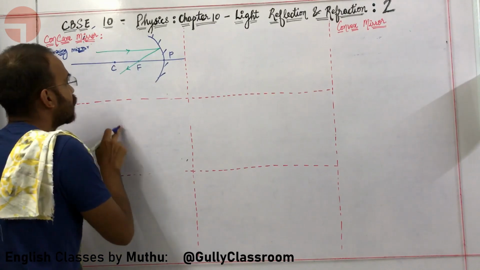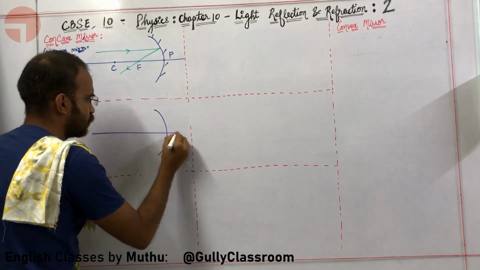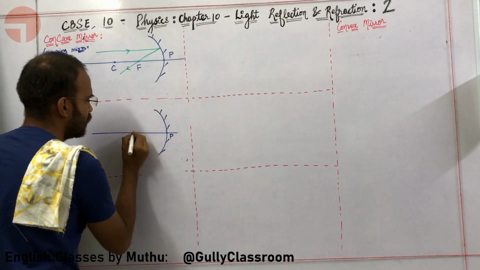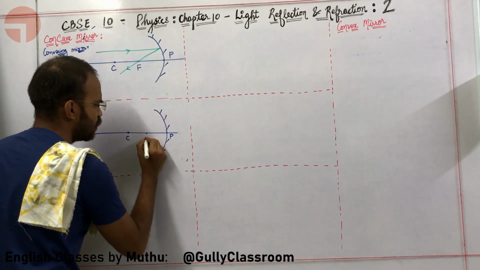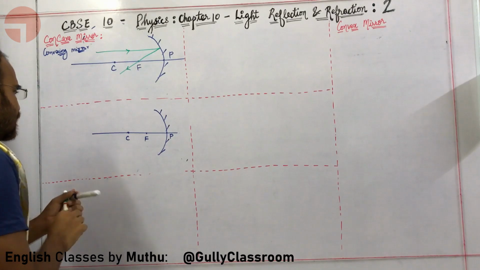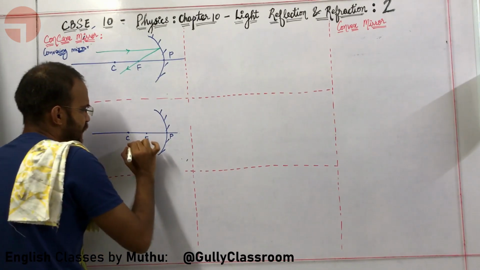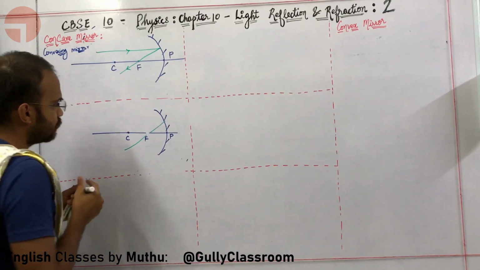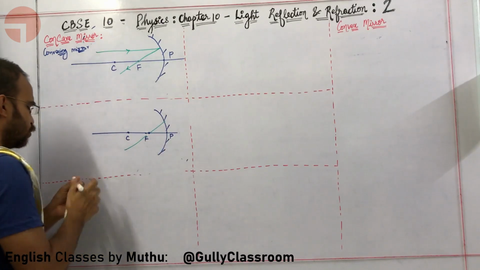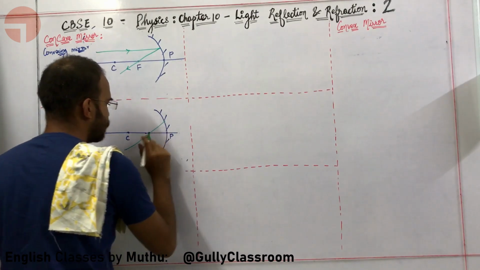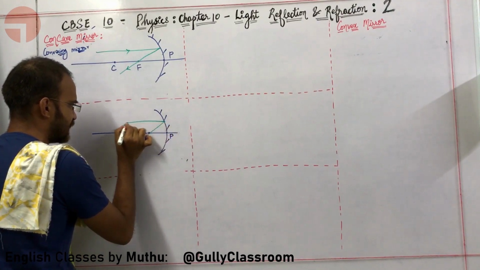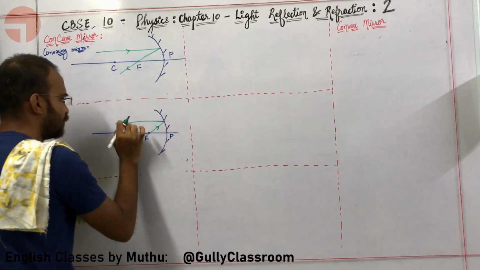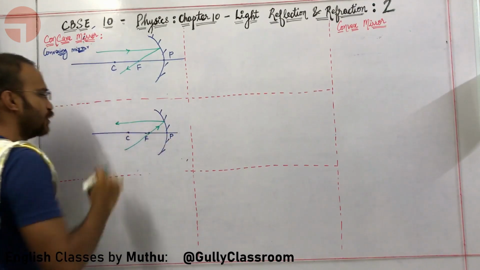Now, let me ask you one particular question. One more concave mirror. Here there is the pole. Here there is the center of curvature. In between the pole and the center of curvature, I have my principal focus. Let us say I have a light ray which is going through the principal focus. What will happen to it? This light ray will get reflected such that the reflected ray is parallel to the principal axis.